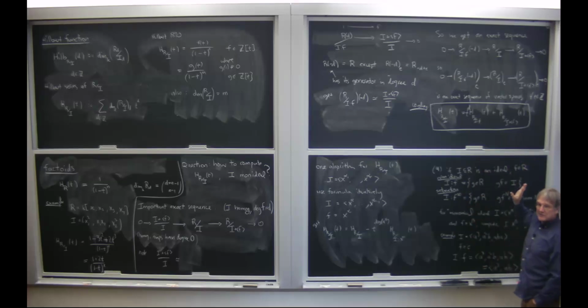You have to choose F correctly though. Oftentimes what you do is you could choose it to be a variable. There's a few other little heuristic tricks also.